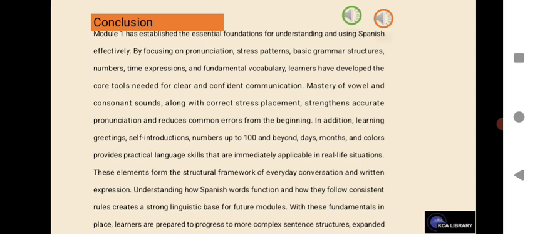Additionally, acquiring practical language skills such as greetings, self-introductions, numbers up to 100 and beyond, and the names of days, months, and colors allows learners to engage in everyday interactions right away. These foundational elements provide the framework for both spoken and written communication, demonstrating how Spanish words follow consistent rules and patterns. With this solid base, learners are well prepared to advance to more complex sentence structures, broaden their vocabulary, and build deeper conversational abilities in the next module.